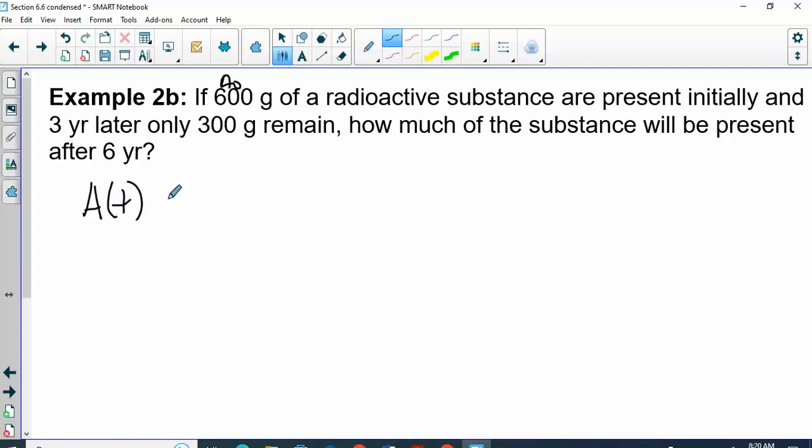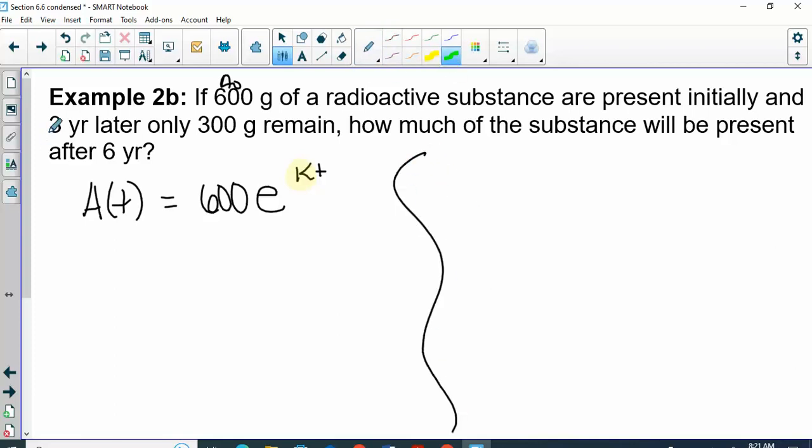the amount, is A sub 0, which is 600, e to the kt. And I have to first figure out what k is. To do that, I'm going to use the other information given. In 3 years, we had 300 grams left. So what is my A of t? A of 3 equals 300.